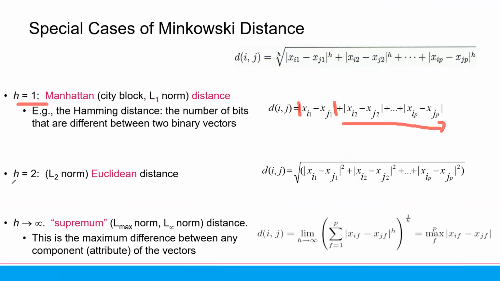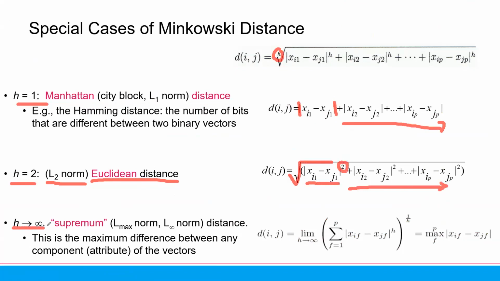When the h equals to 2, we call it L2 norm or Euclidean distance. So the formula will be the square root because h is 2. And then we have xi1 minus xj1. Since h equal to 2, then we will do square. And so on.